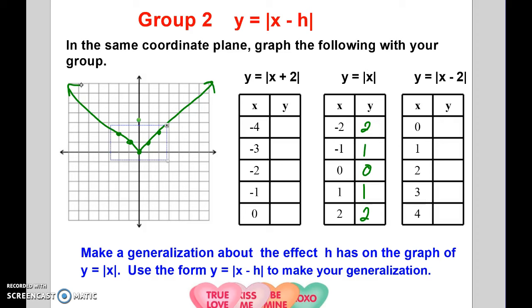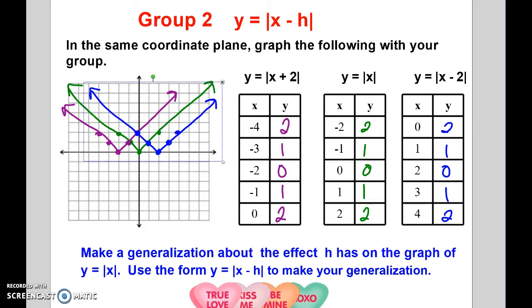And then I want you to take a second, pause the video, and fill in the other two charts, graph it, and you decide what it is that h, the number inside of the absolute value, does to the graph. How does it shift the graph? Okay, so we're back with the answer to this one.